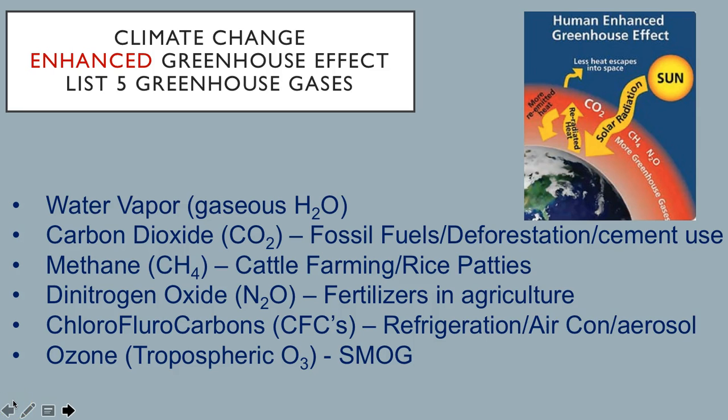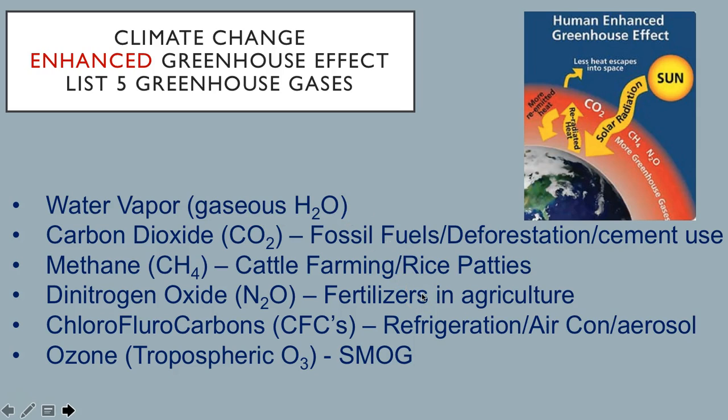Here is a list of 6 greenhouse gases. Memorize the first 5. All of these gases absorb long wavelengths, the infrared wavelengths radiated by Earth. They re-radiate the energy back to the Earth, contributing to the warming of Earth. Make sure you know the sources of these different greenhouse gases.